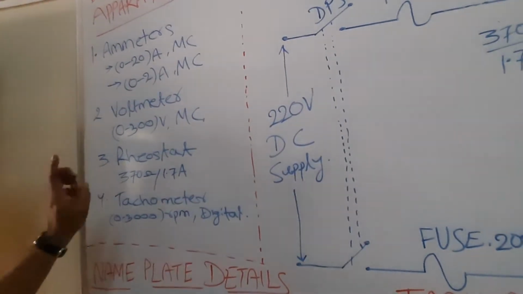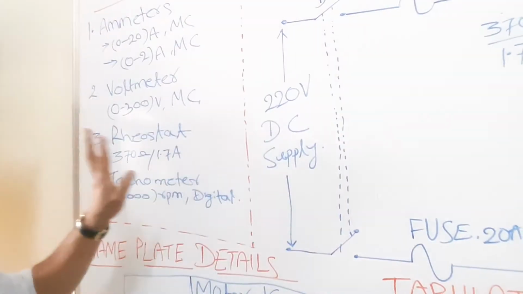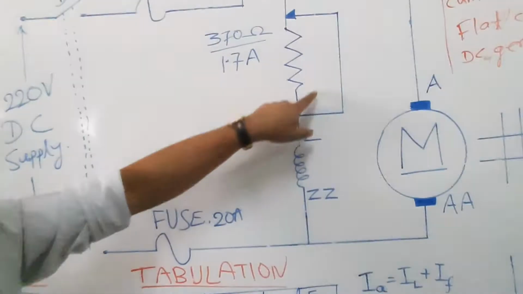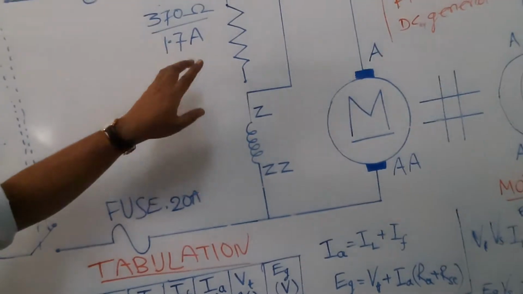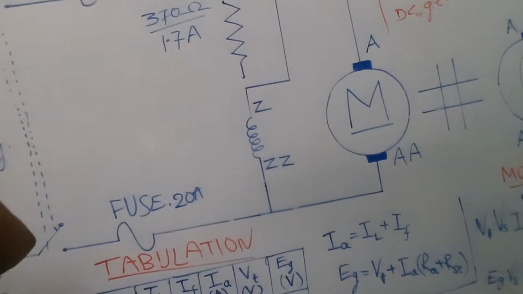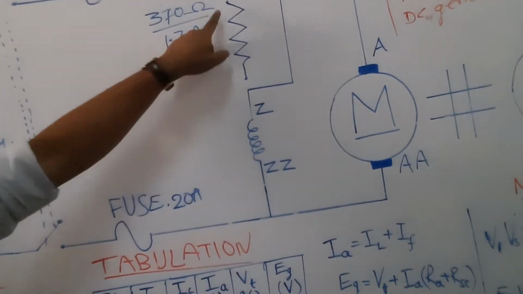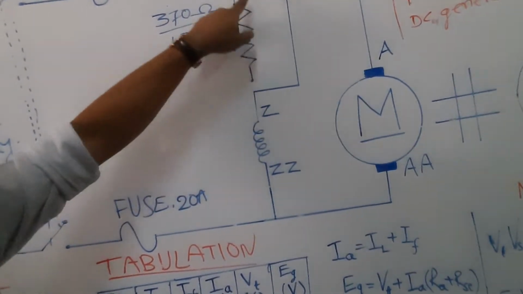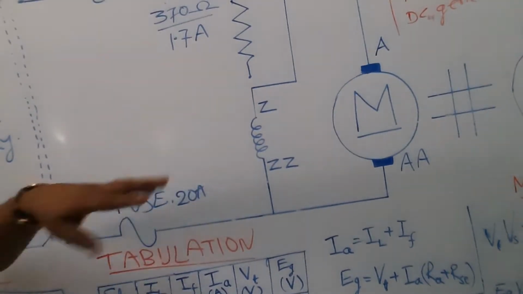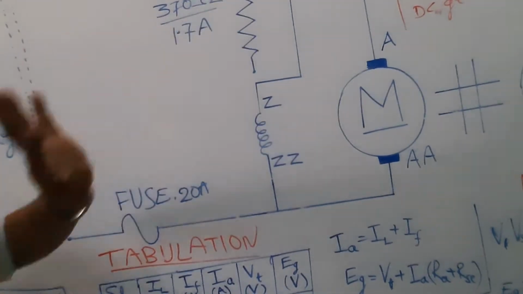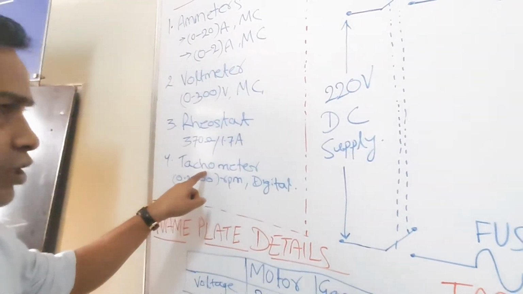Then I have two rheostats, 370 ohm by 1.7 ampere. The meaning of that is that this rheostat is a variable resistance whose value can be varied from 0 to 370 ohm, and we should take precaution that the current through it should not exceed 1.7 ampere. If it exceeds 1.7 ampere, it will get overheated and the complete thing will get damaged. So it is our responsibility to take precaution that the current here should not be more than 1.7 ampere. That is very important. Then the tachometer: its purpose is to measure the speed of the motor.